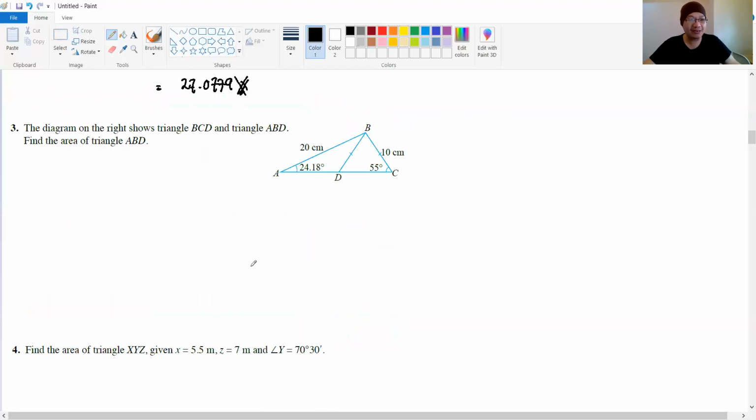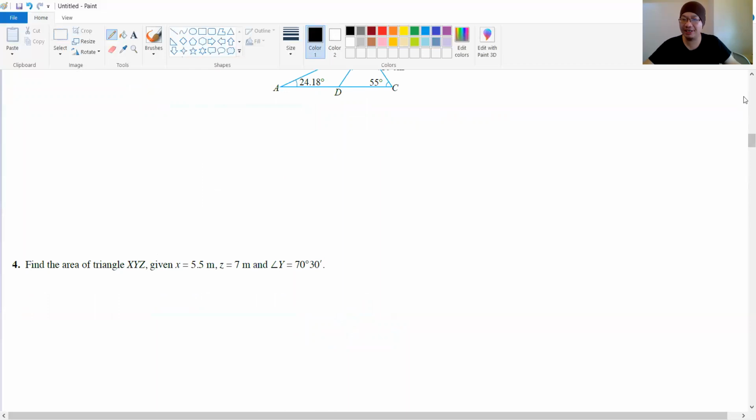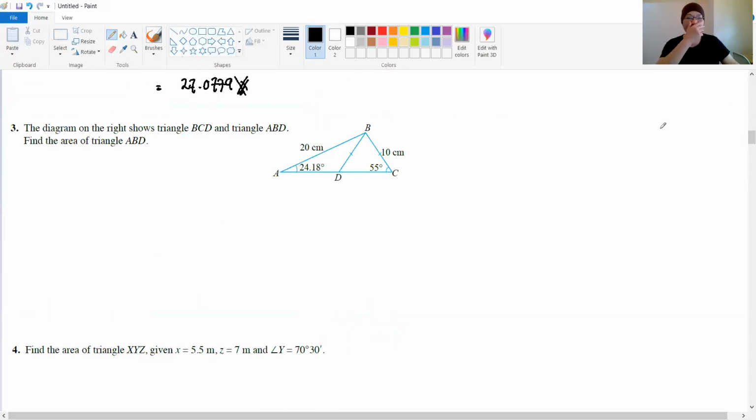Now, how about number 3? What we have here? Find the area of ABD. A, B, and D here. So we want to find this area. I mark here, this is 10. This one also 10, right? So this is 55. If you want to find the area of ABD, we've got 24.18 degrees here. We got 20 cm, but we don't have the AD length.